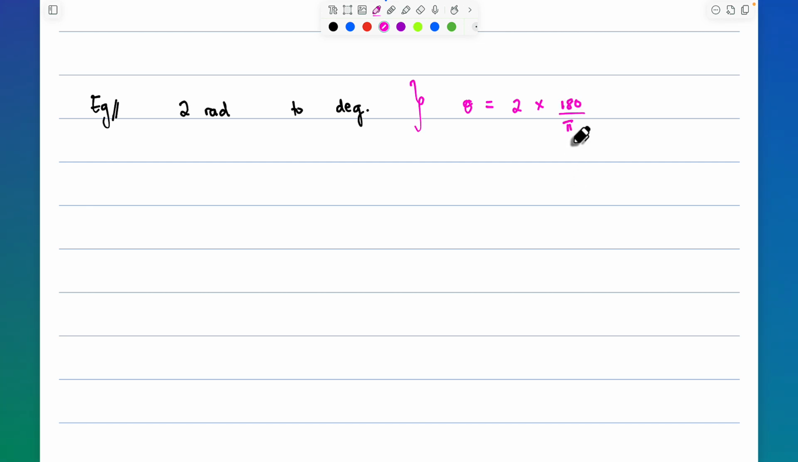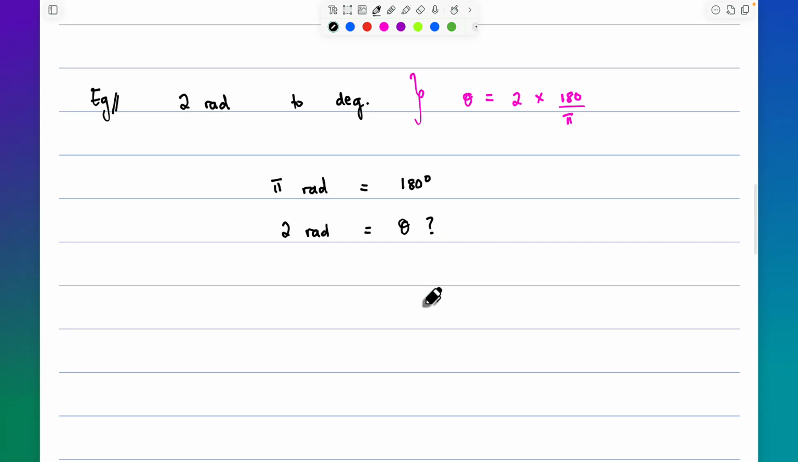Let's say in this exam, you're under pressure and you've completely forgotten what the conversion is. You can't remember if it's 180 over pi or pi over 180. So you calm down, you break it down. We know that pi radians converts to 180 degrees. So what would 2 radians convert to? It will convert to a theta value, which we don't know.